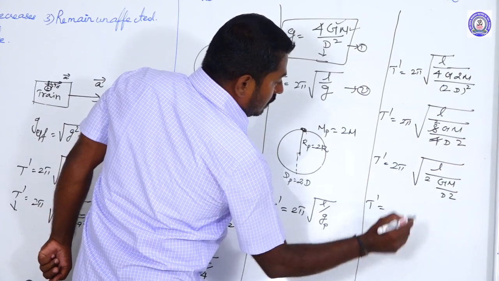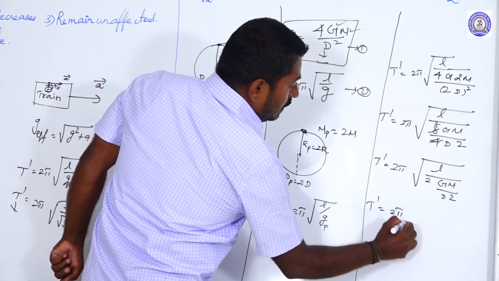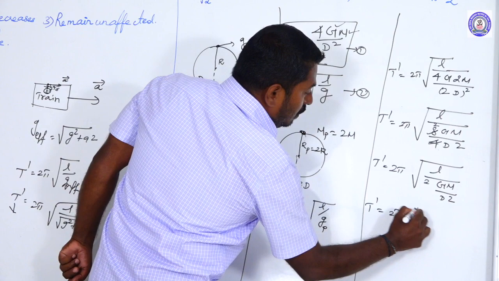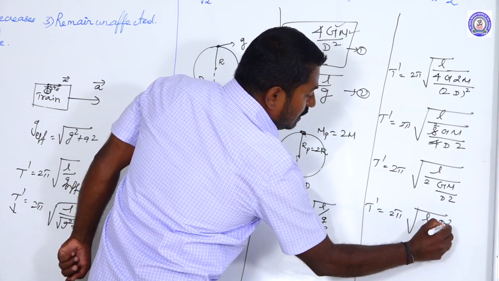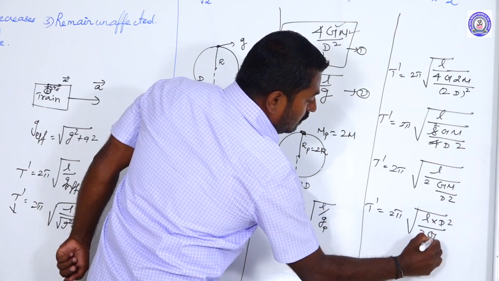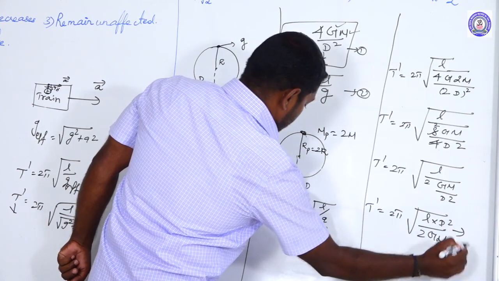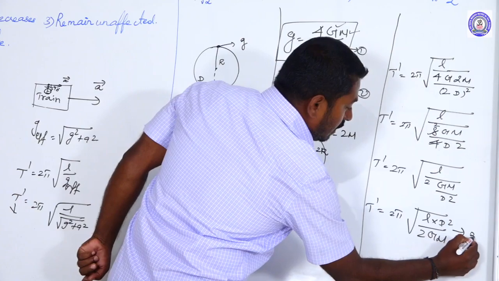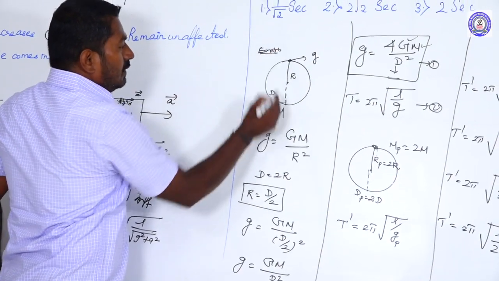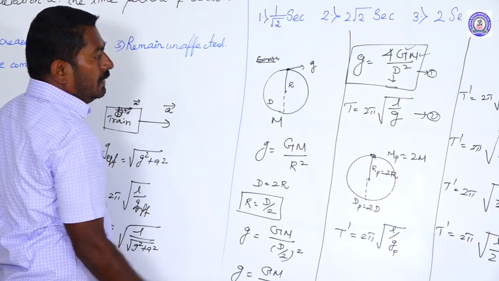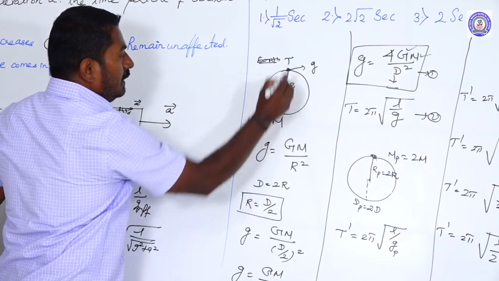So T prime is equal to 2 pi square root of L d square divided by 2GM. This is equation number 3. On the surface of the Earth, we perform the simple pendulum experiment. Time period of oscillation T.